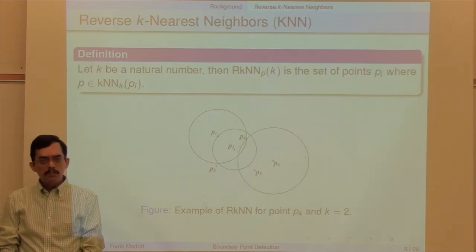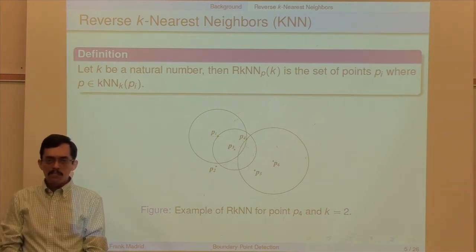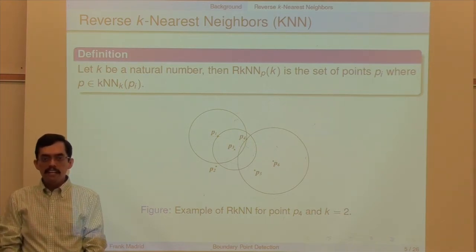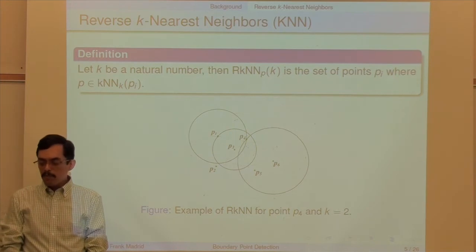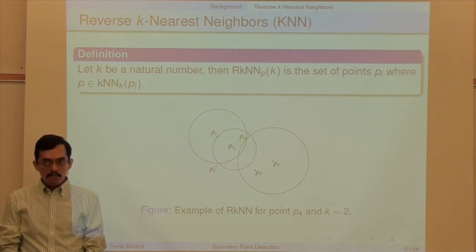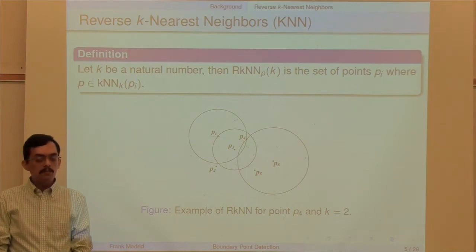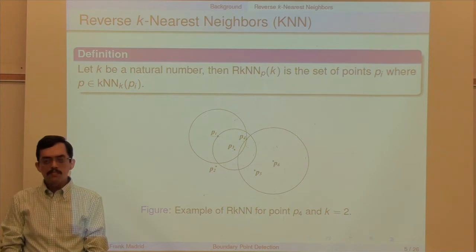The reverse k nearest neighbors algorithm assigns an RkNN value to each point within the sample. This value is determined by the number of times each point appears within the k nearest neighbors lists of the other points within the sample. As shown by the example, the point P4 is one of the two closest nearest neighbors to the points P1, P3, and P6.